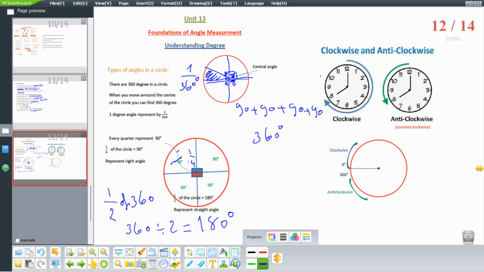Here we have something we call moving around the circle or around the clock. We have clockwise and anti-clockwise. Clockwise is moving with the hands of the clock, and anti-clockwise or counter-clockwise means moving against the movement of the hands of the clock. The hands of the clock move like this, anti means move like this. So here we have the starting point 0 and 360 degrees. Clockwise means moving like this, anti-clockwise moving like this.